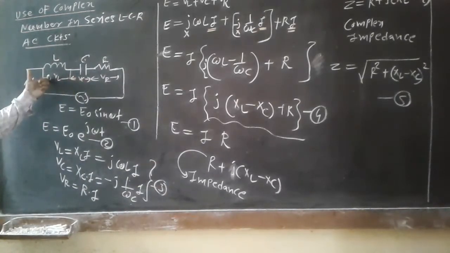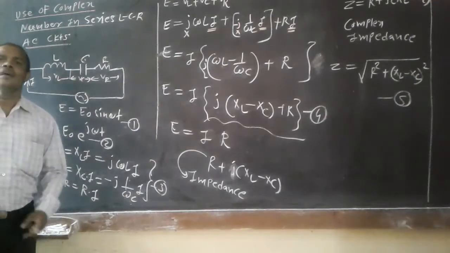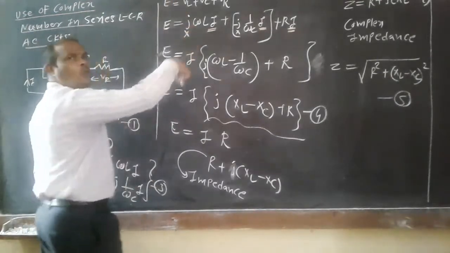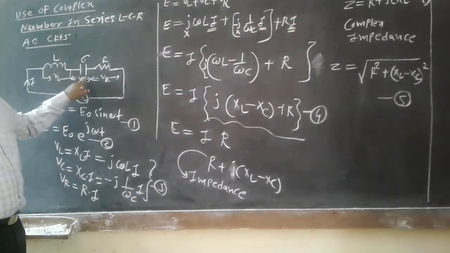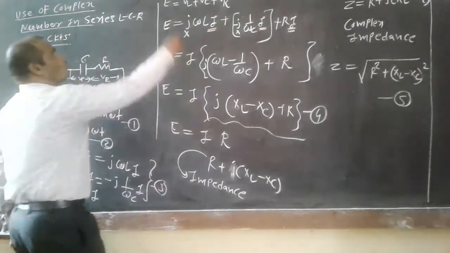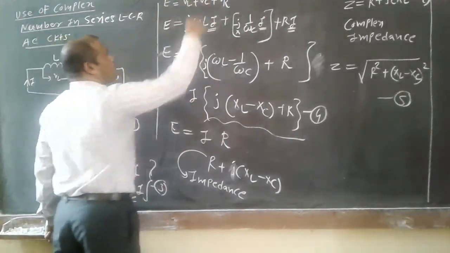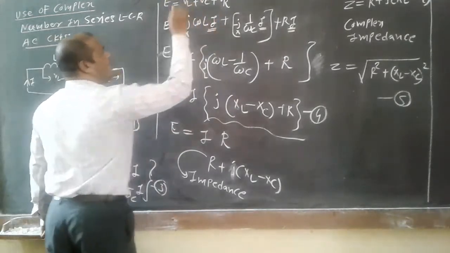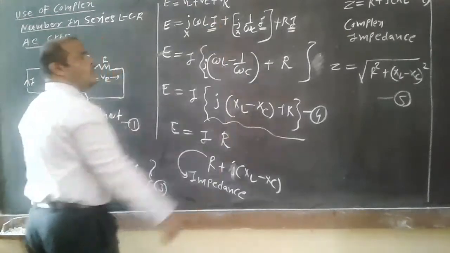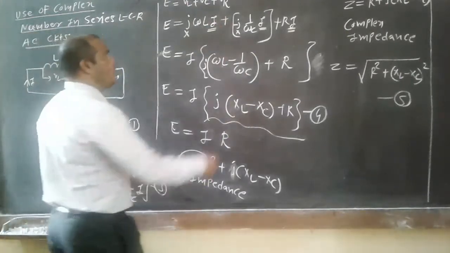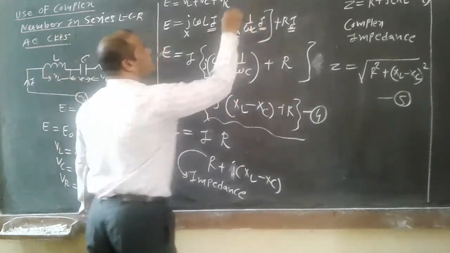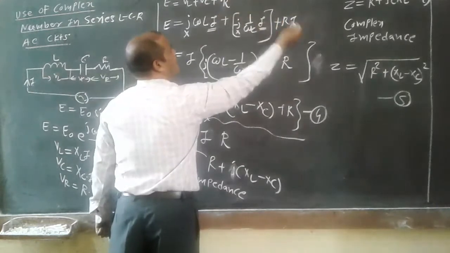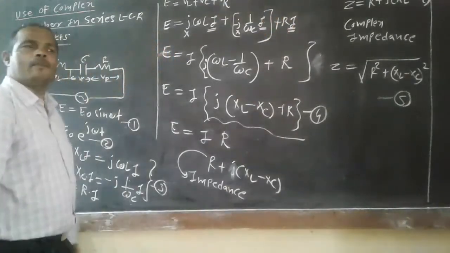Now the total voltage is the sum of the voltages across each component. So total voltage E equal to VL plus VC plus VR. Put the value of VL, that is j omega L I, plus the value of VC inside the bracket, minus j 1 upon omega C into I, bracket complete, plus VR, that is RI.